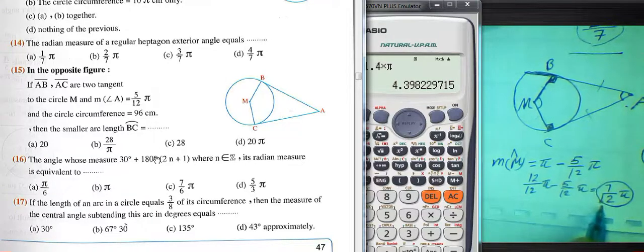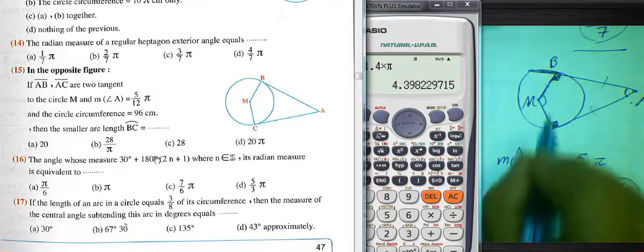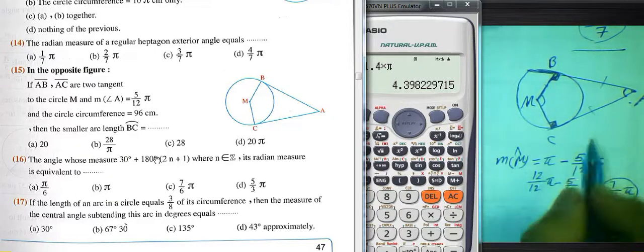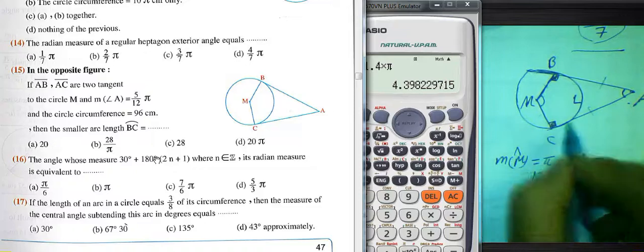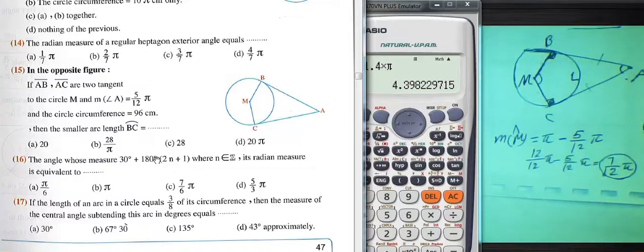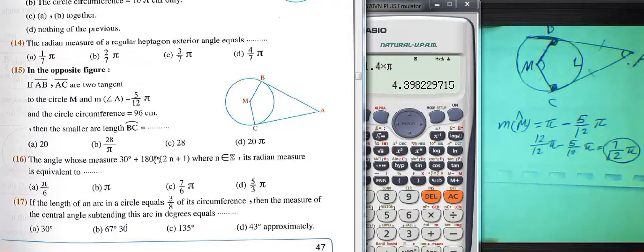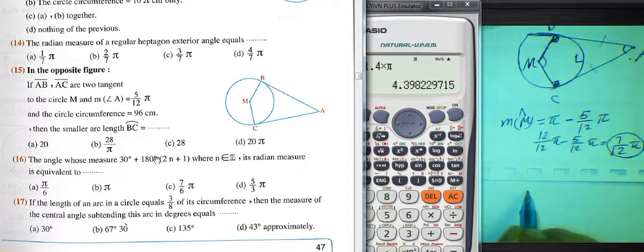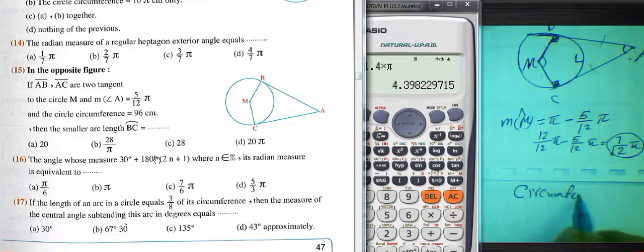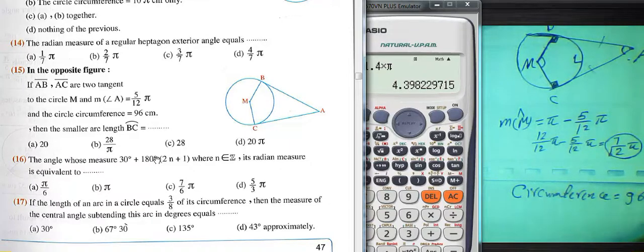Okay. It's the measure of this angle, the measure of angle M. So he wants the length of this arc, and in the example he gives you the perimeter, or circumference, of the circle. We know the circumference equals 96 centimeters, equals 2 pi r.